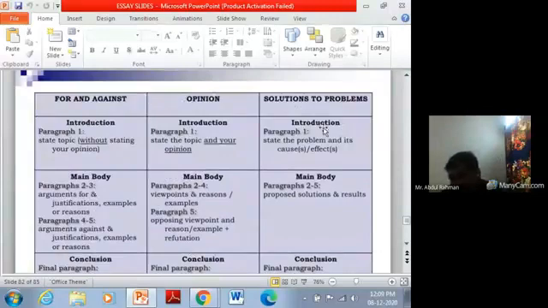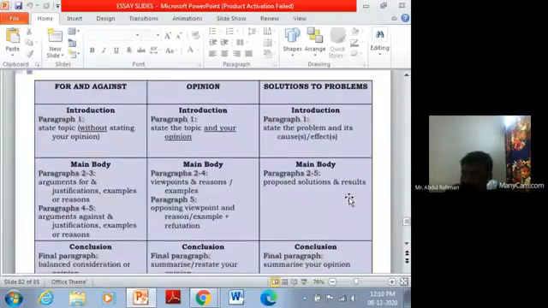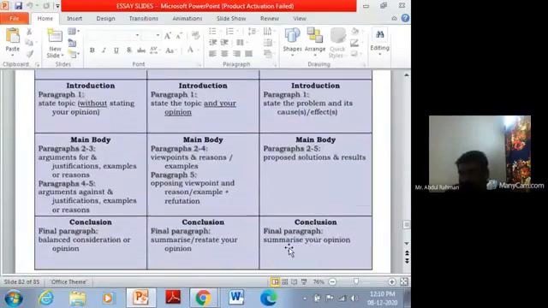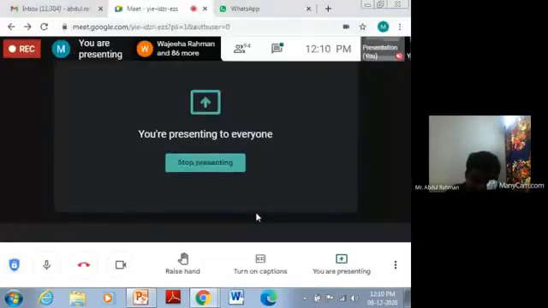Then the third type of essay, solution to problems, where the first paragraph states the problem and its causes and effects. Then we have the main body, paragraphs 2, 3, 4, 5: proposed solutions and results, outcomes, etc. Then the conclusion, the final paragraph, summarizes and gives an opinion. That was all from my side on the topic of argumentative writing. In this segment, we tried to discover briefly the three types of argumentative essays: for and against, opinion-based essays, and suggesting solutions to problems.